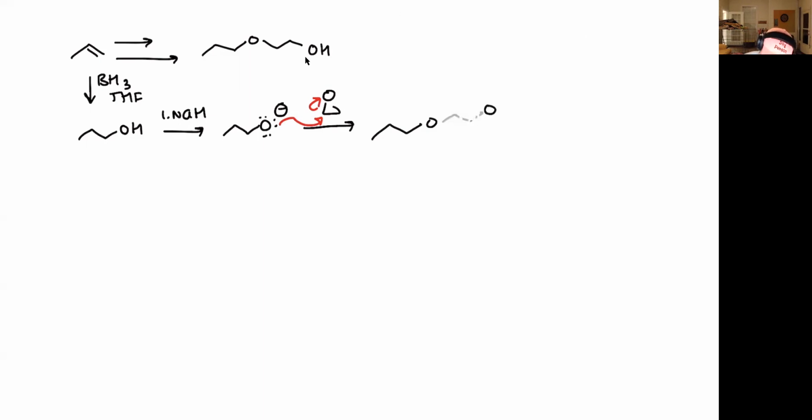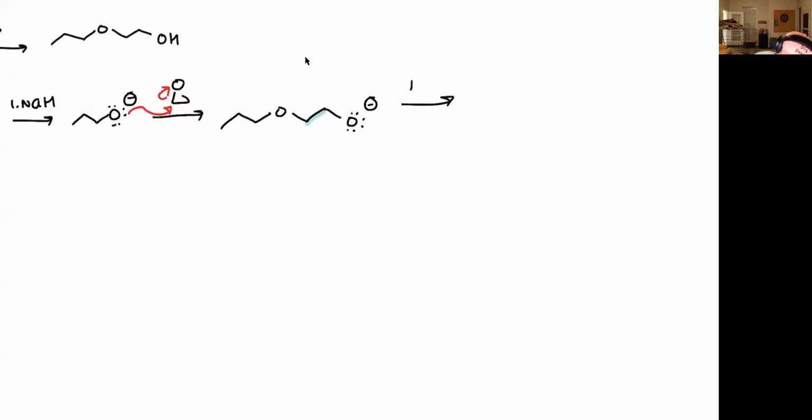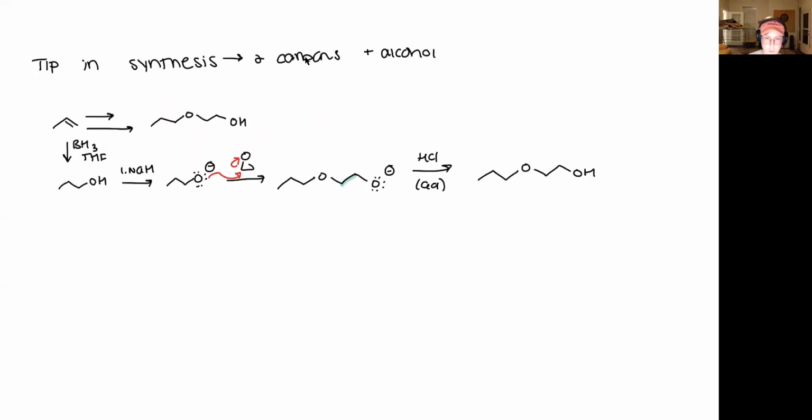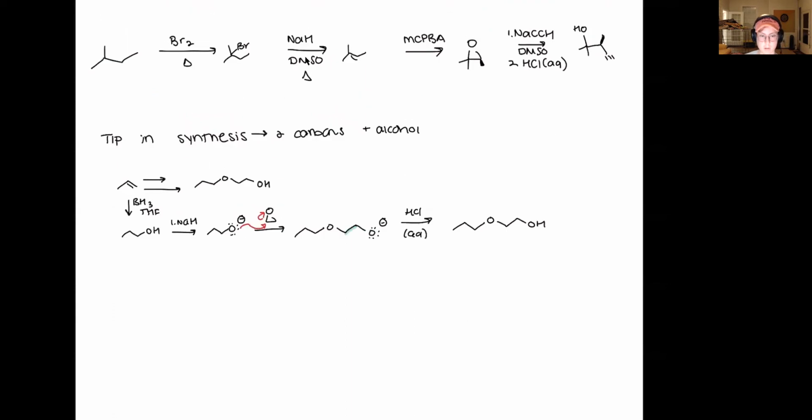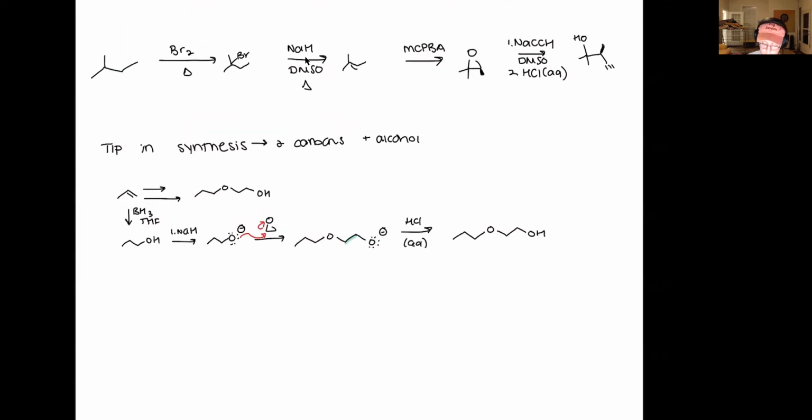Okay, I just drew it going down instead of up. So after this, we can see the two carbon intermediate, and then we work it up with an HCl aqueous condition, and we arrive at our product. So just be wary about two carbons plus an alcohol, and I would think epoxide. Maybe that's not the case, but it should be raising red flags that it probably is.